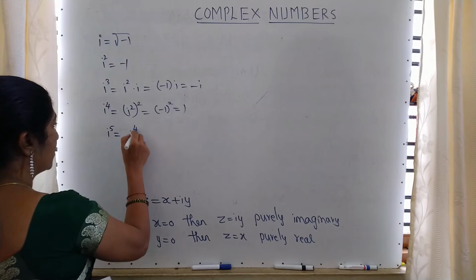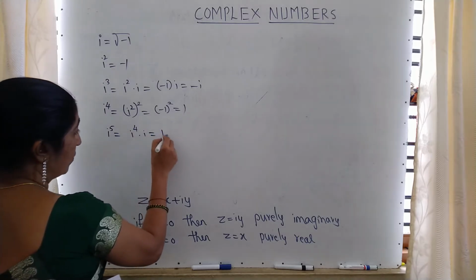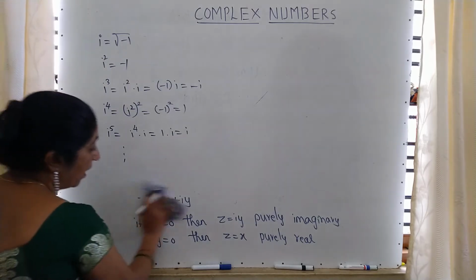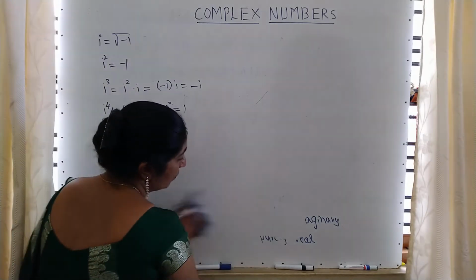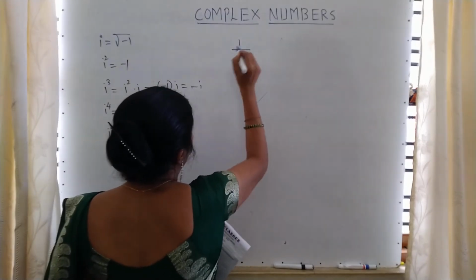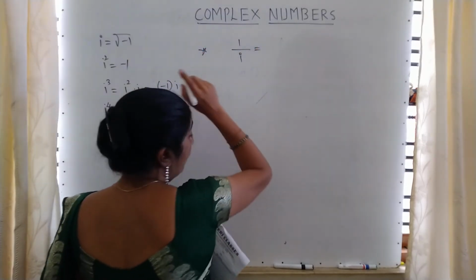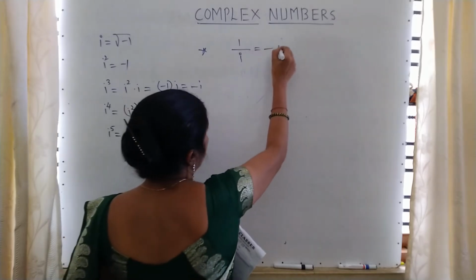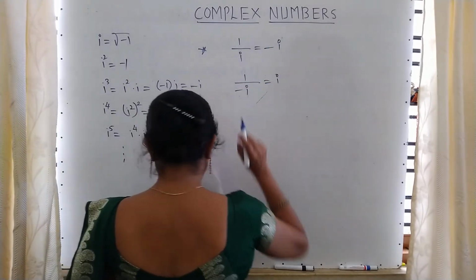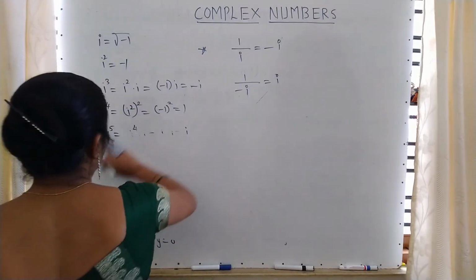It is i raised to 4 into i. i raised to 4 is 1 into i is i. It goes on continuing. And the important one is, suppose 1 upon i is given. 1 upon i, this is very important. After rationalizing and simplifying, you will get minus i. And 1 upon minus i will be i. Mark this, this is a very important thing.